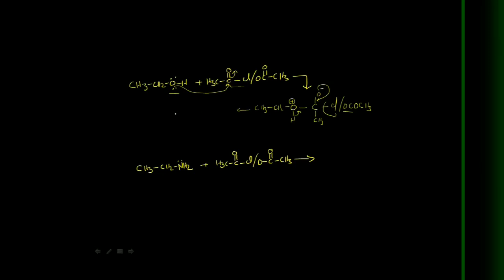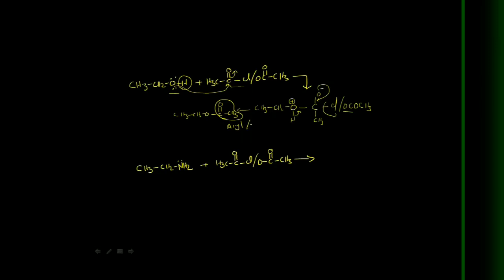So finally the product is CH3CH2OCOCH3. That's it. It is the acylation of the alcohol because here one hydrogen is replaced by the acyl group. That's why it is an acylation reaction or acetylation reaction.